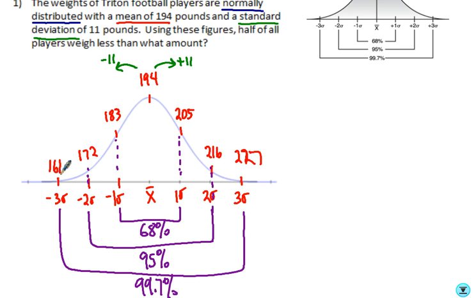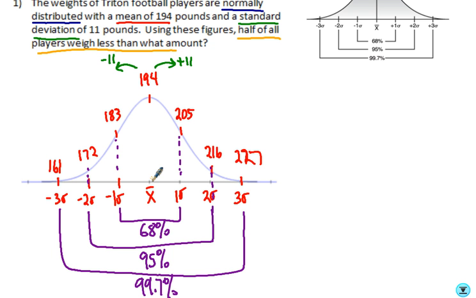Now, we went into a little bit more detail than what we needed to answer this question, but this really sets us up for the next 3 questions that come after this. So I wanted to do the explaining on that part first. This question is actually a lot easier than what we've set it up to be. The question is saying half of all players weigh less than what amount? Well, we've broken out the 68, 95, and 99.7.